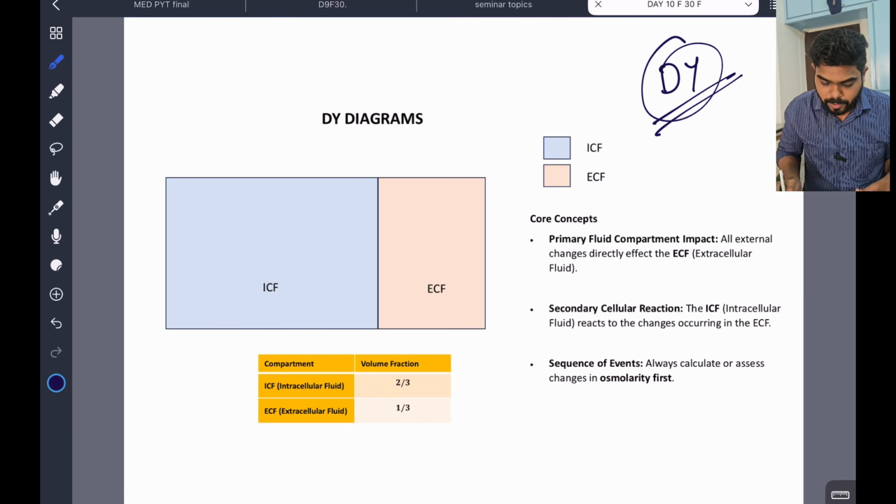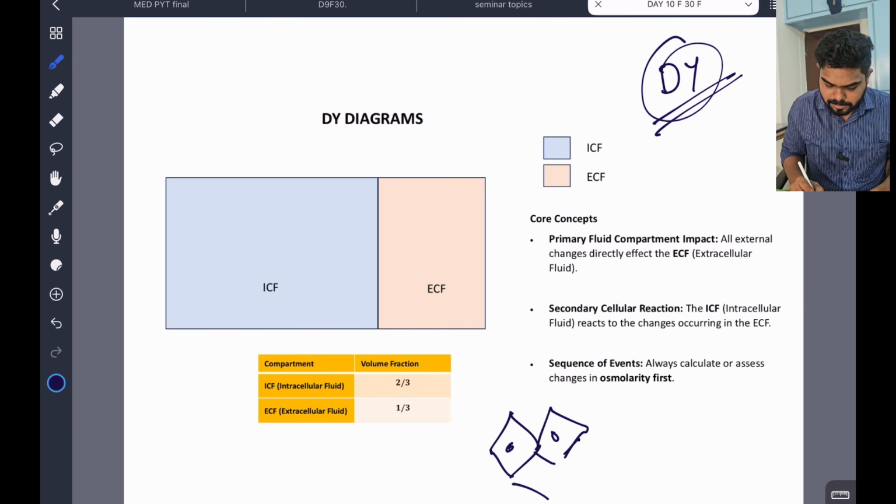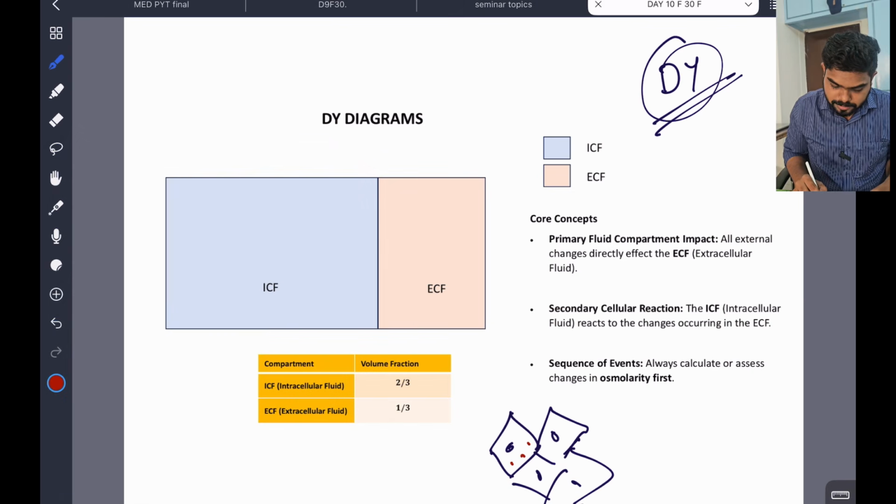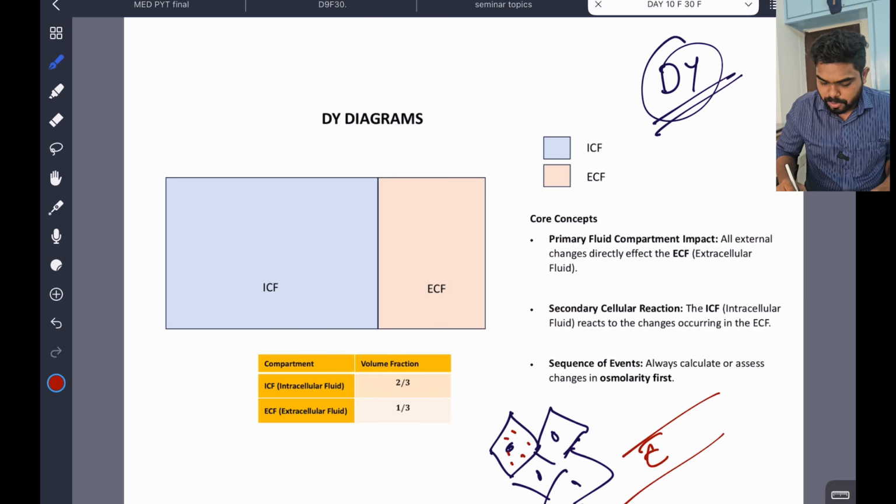To understand this, there are some rules, some core concepts. What are the rules? We know we have cells, and the cells are arranged like this. Cells contain intracellular fluid, and outside we have extracellular fluid. This is the basics. Intracellular fluid is inside the cell, and extracellular fluid is outside the cell.